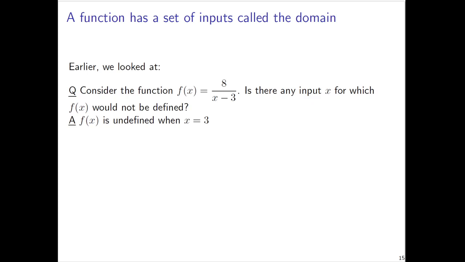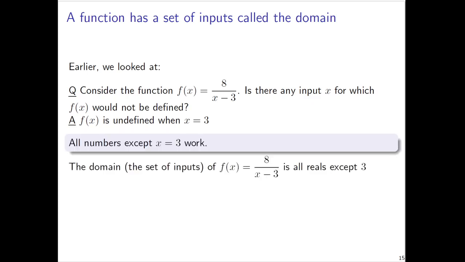So earlier we looked at the following. We said, consider the function f of x equals 8 over x minus 3. Is there any input x for which f of x would not be defined? Without going through all the steps again, we had determined that f of x is undefined when x equals 3. So in other words, all numbers except x equals 3 work as input. So the domain, recalling what the domain was, is up at the top. A function has a set of inputs called the domain. So this domain, the set of inputs, is all reals except 3. We just talked about how all inputs work except 3.